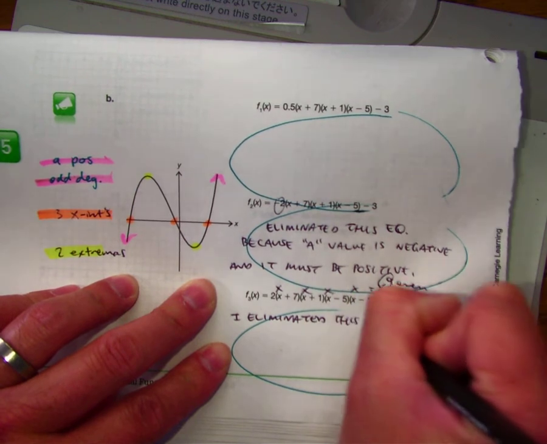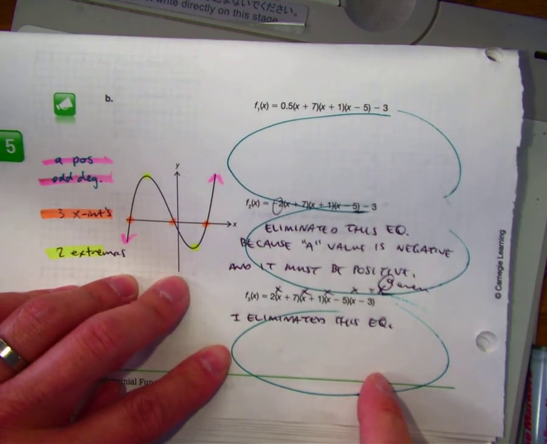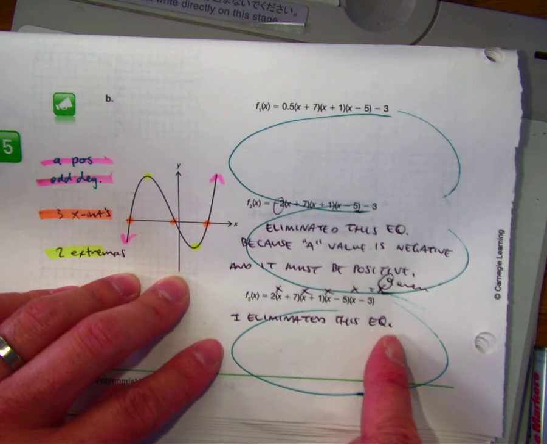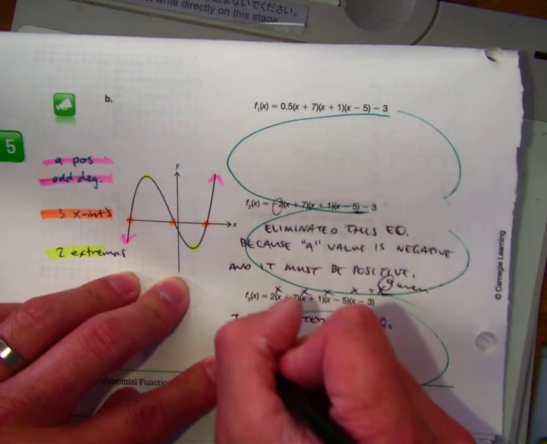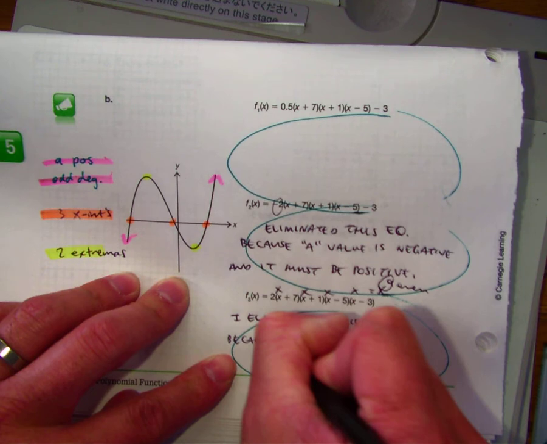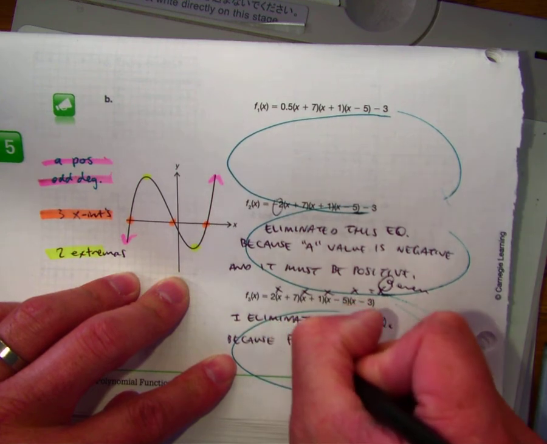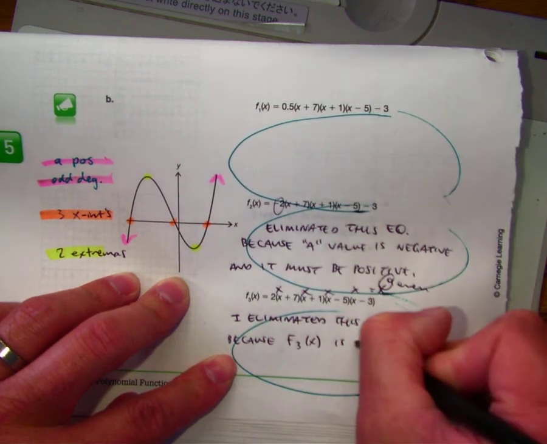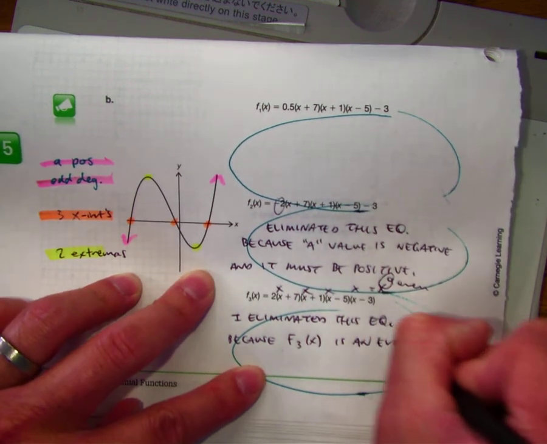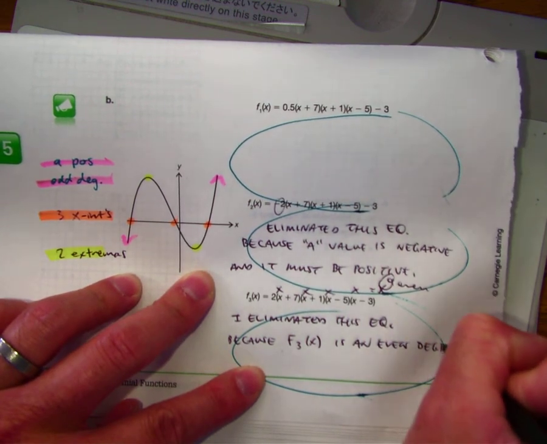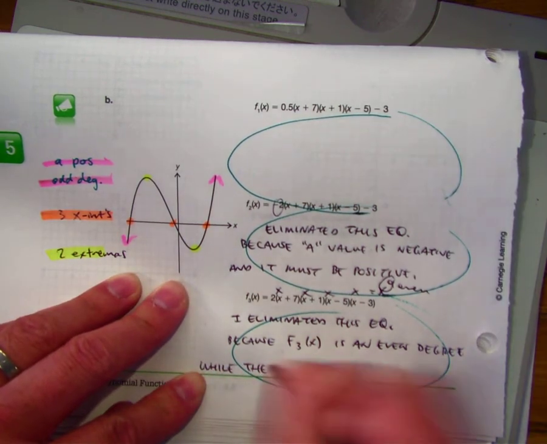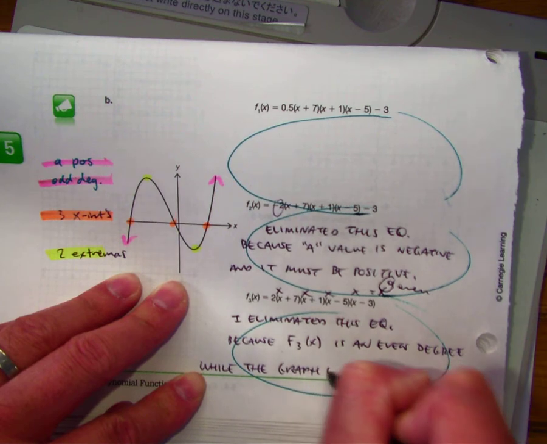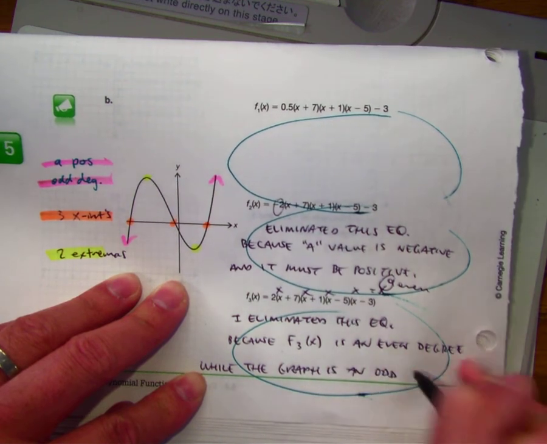this equation. Everyone say don't abbreviate. Don't abbreviate. On your quizzes and tests, don't abbreviate because you're making an assumption that I know what your abbreviation is about. In your notes you can abbreviate, but on a quiz or test you should not. I eliminated this equation because f, the third function, is an even degree while the graph is an odd degree.